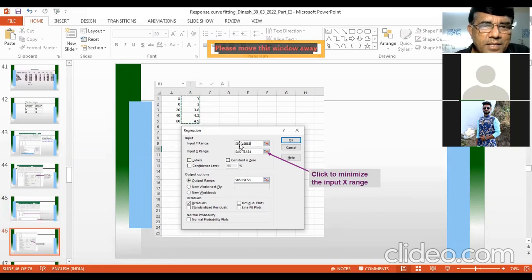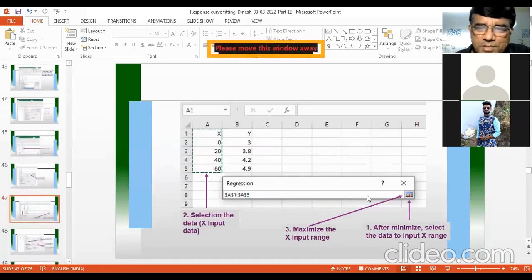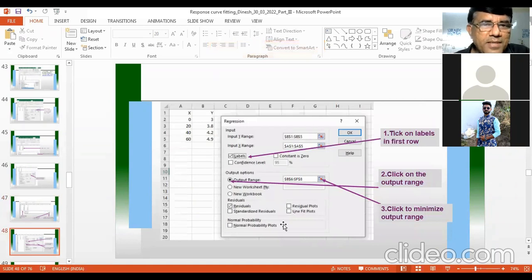This is already selected in this part. Now the next is the input X range. So this is your X. You want to enter this here. So click to minimize it, the input X range. Now this is minimized. After minimizing, select the data for the input range. This is for X. Select it, it will come here, and then you maximize it. Again, click it here, it will be maximized. So it will be maximized here, like in correlation you did it. So here the data is entered.